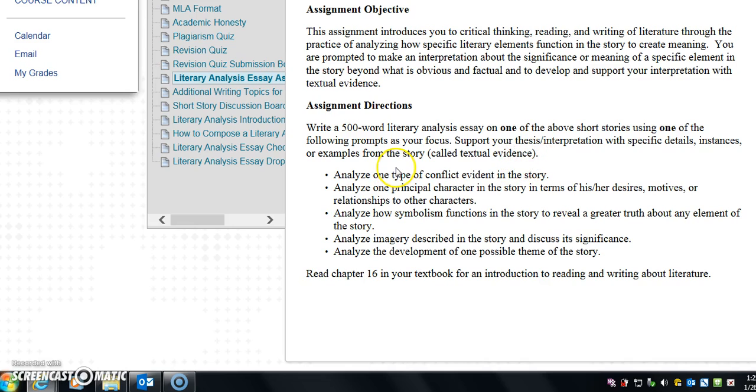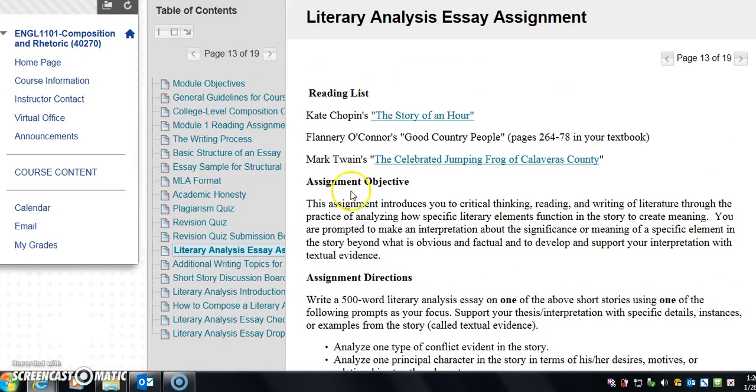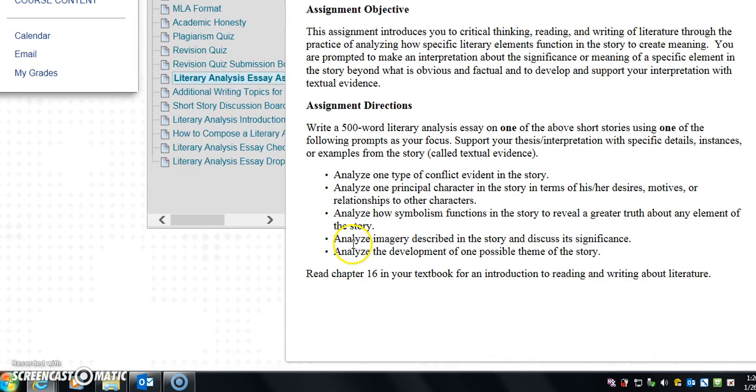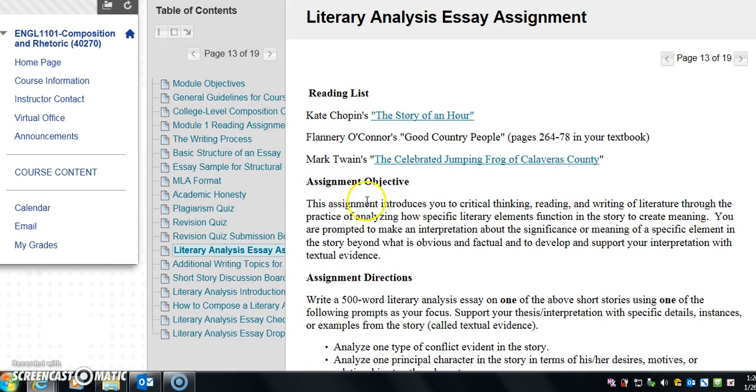You should be aware that all of your shorter essays in this class, your literary analysis, your cause and effect essay, and your persuasive essays, are all 500 words. We're starting with the literary analysis essay, and these are general essay prompts that you can use as a focus for your literary analysis essay. So you can choose any one of these questions as your essay prompt, as the focus of your essay, and you can apply any of these questions to either one of these texts.